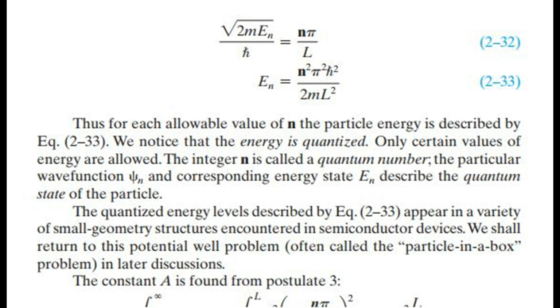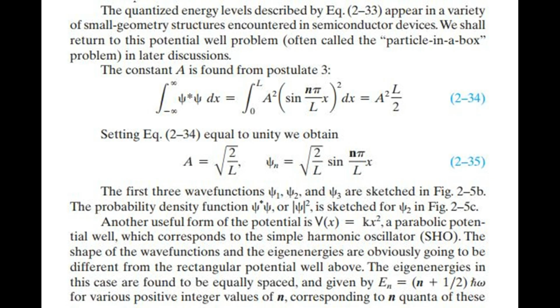The quantized energy levels described by Eq. 2.33 appear in a variety of small geometry structures encountered in semiconductor devices. We shall return to this potential well problem, often called the particle in a box problem, in later discussions. The constant A is found from postulate 3. The first three wave functions ψ1, ψ2, and ψ3 are sketched in Fig 2.5b. The probability density function ψ*ψ, or |ψ|², is sketched for ψ2 in Fig 2.5c.